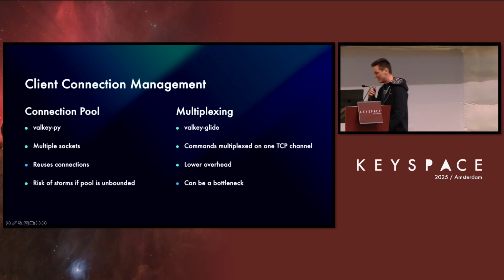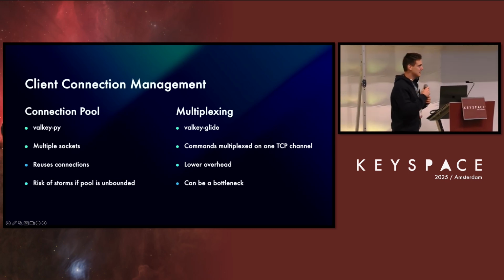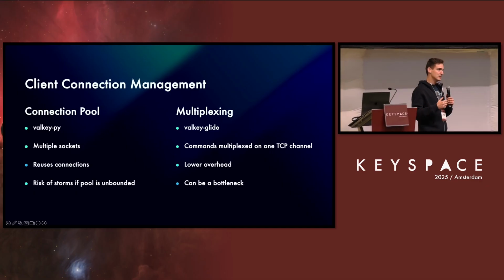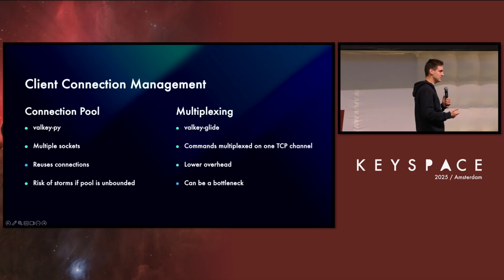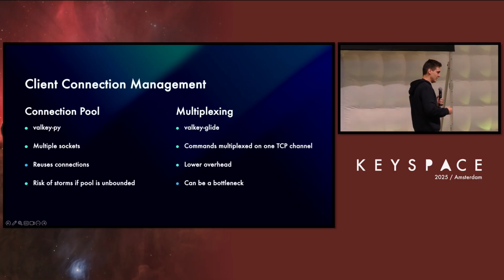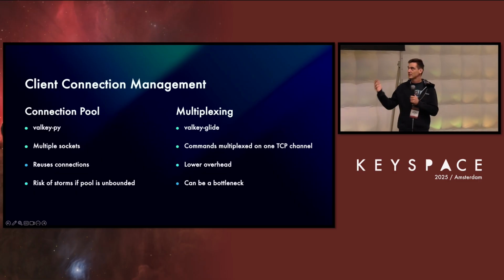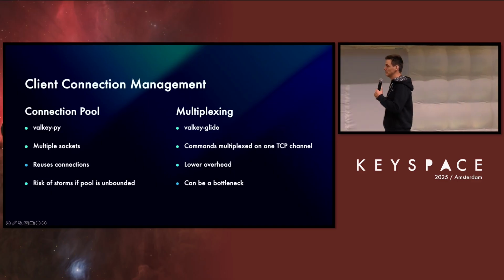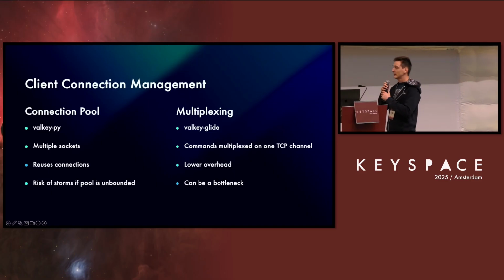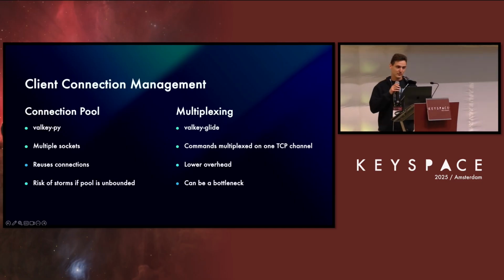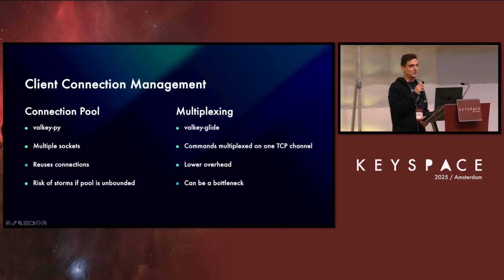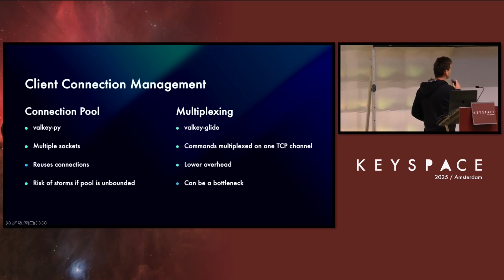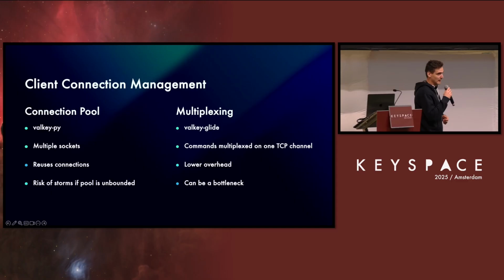So basically what a connection pool does is it lets the client reuse the connection. Instead of opening a new connection each time the application needs a connection to Valkey, it reuses. It allows you to open multiple sockets and reuse them. Great, usually helps, but you need to remember to cap the maximum number of connections, because otherwise it doesn't make sense. The second approach is multiplexing, used, for example, by Glide.